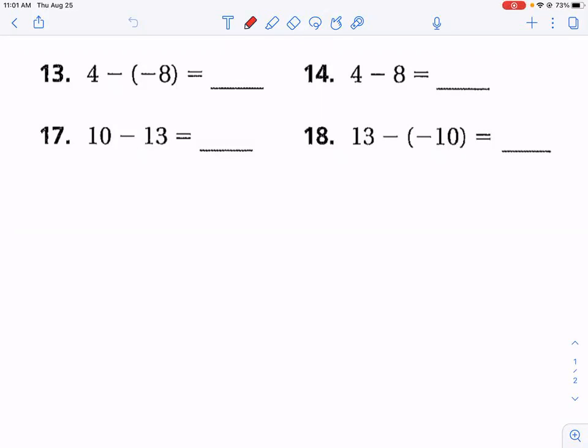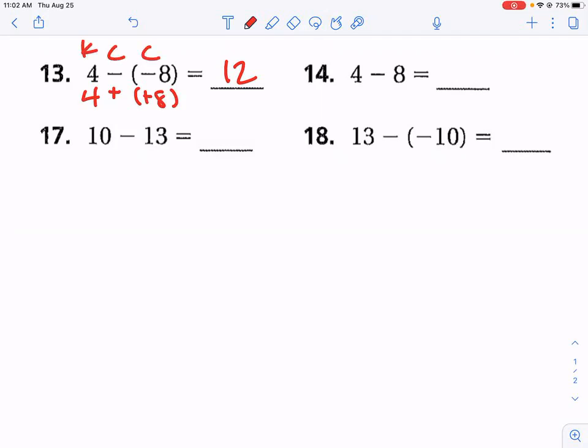Right, so since it's subtraction, we're gonna keep change. So we keep the 4, we change this to addition, we change this to opposite. So it's gonna become 4 plus 8. Yeah. All right, Corin, what'd you get for 13? 12, we keep, change.